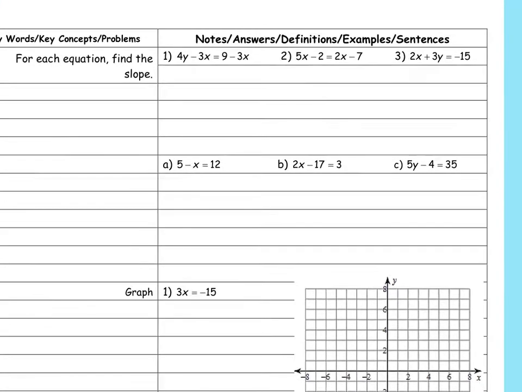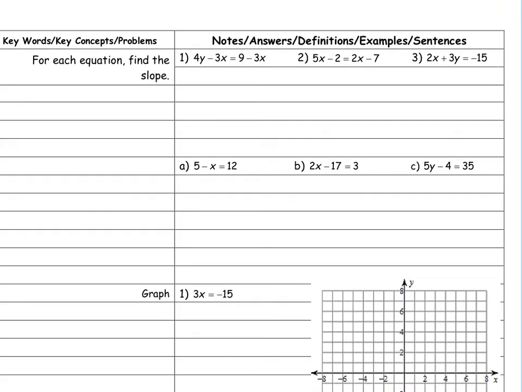So it just says, very simply, we're still going to look for the slope, kind of like what we did last time. So how do I find slope? I set the equation, solve for y, basically. So I'm going to add 3x to both sides, and I get 4y equals 9. Divide by 4. Y equals 9 over 4.